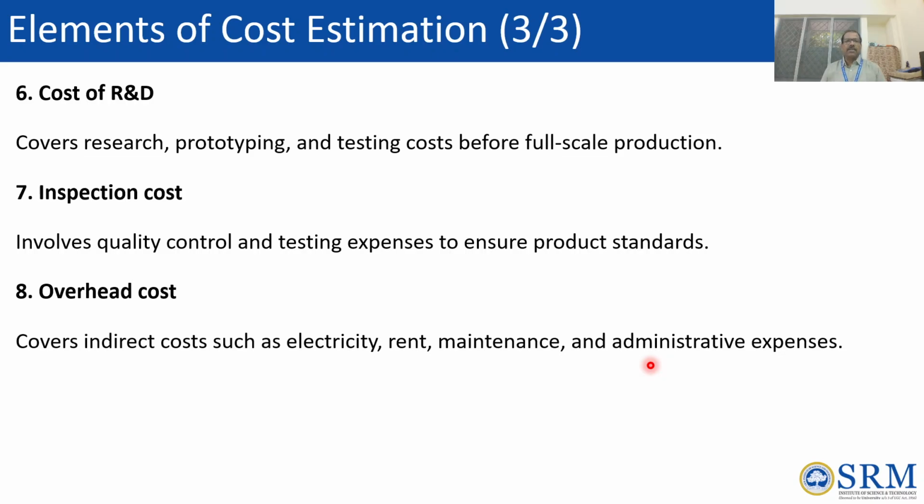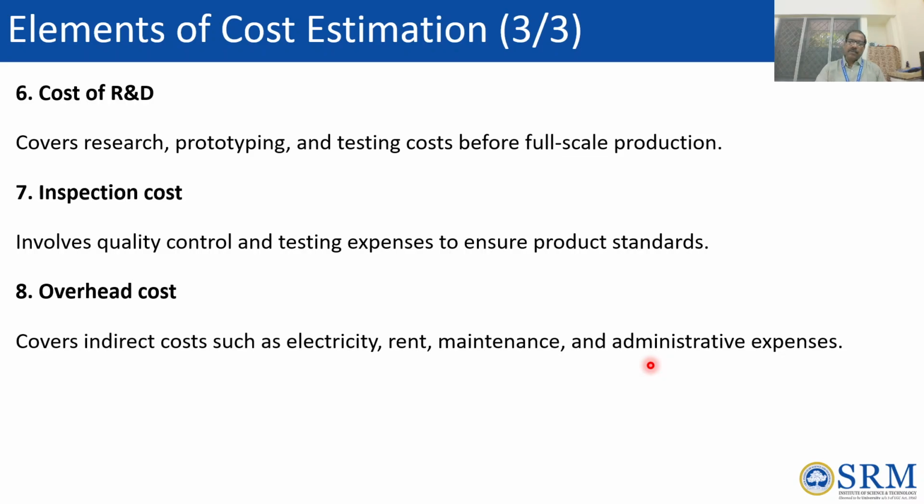Then inspection cost. So how much cost is needed? So these are all the elements. Then overhead cost covers indirect cost. So other than labor cost, other than material cost, or other than machinery cost, it's indirect cost, which may include electricity, rent for that building, and maintenance charges or administrative expenses like that. So these are the elements of cost estimation.